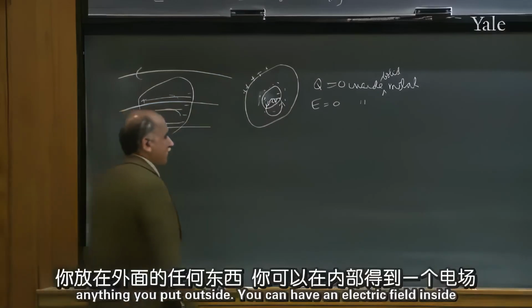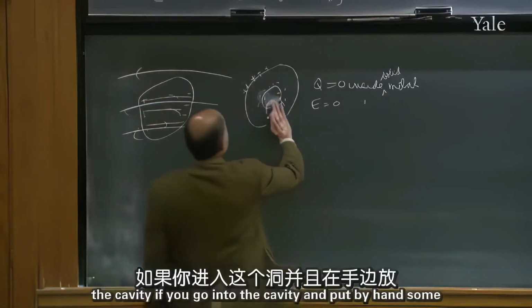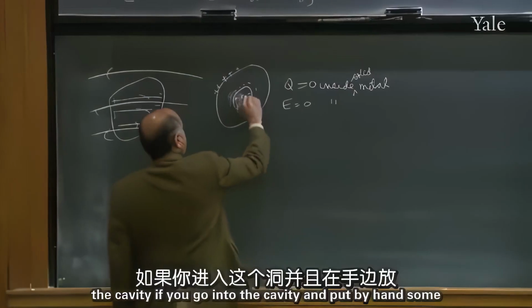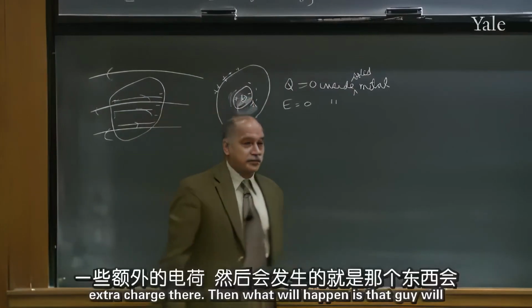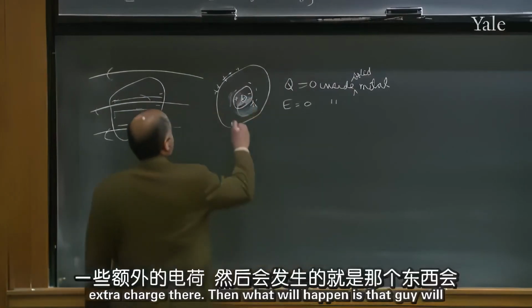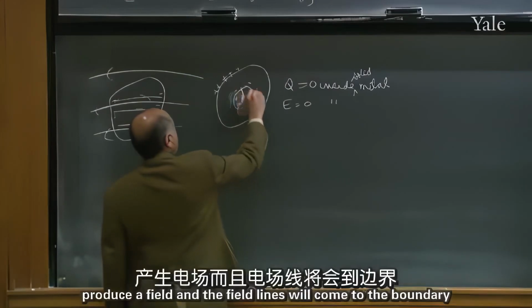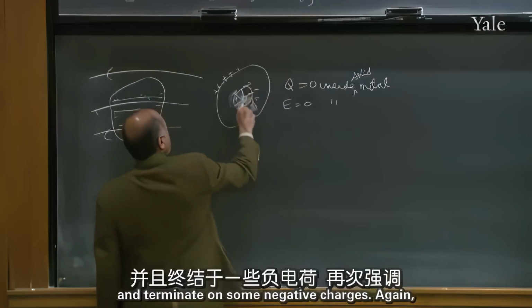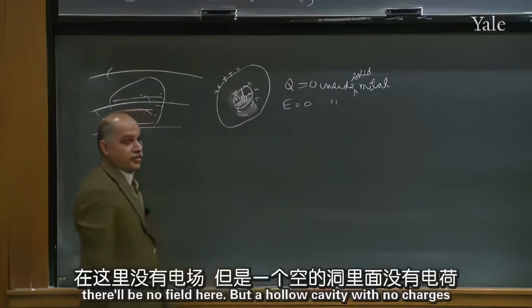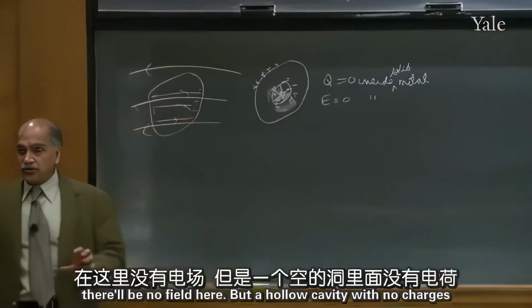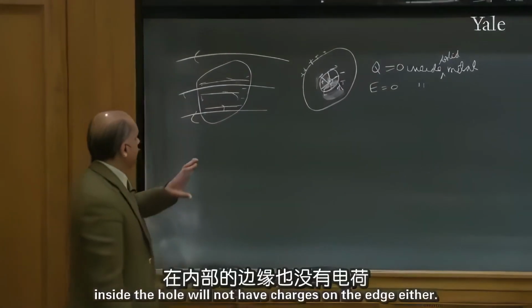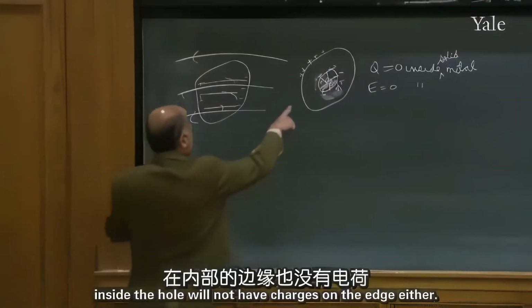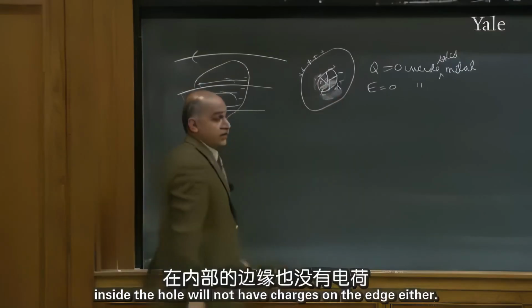You can have an electric field inside the cavity if you go into the cavity and put by hand some extra charge there. Then that charge will produce a field, and the field lines will come to the boundary and terminate on some negative charges. Again, there'll be no field here. But a hollow cavity with no charges inside will not have charges on the edge either.